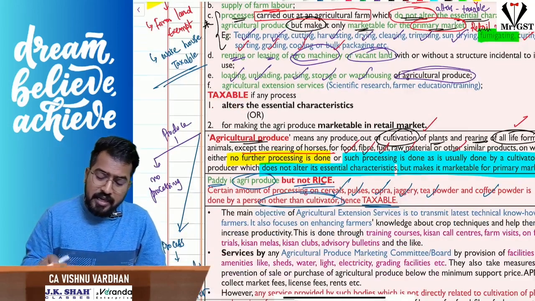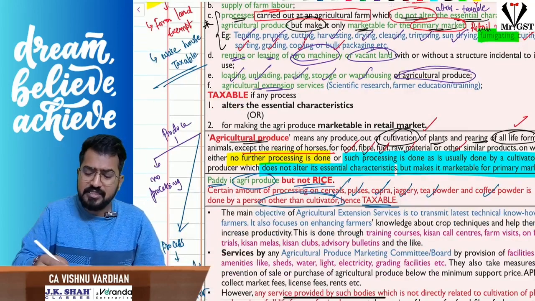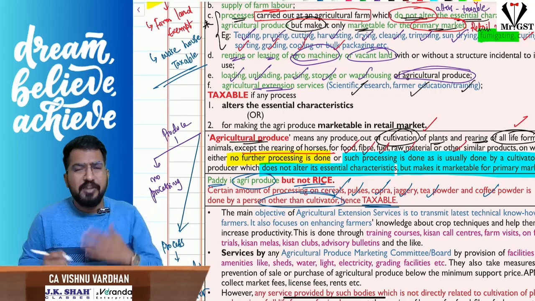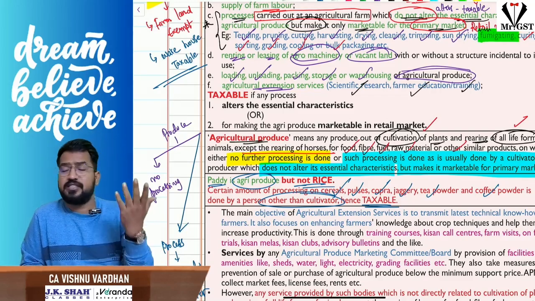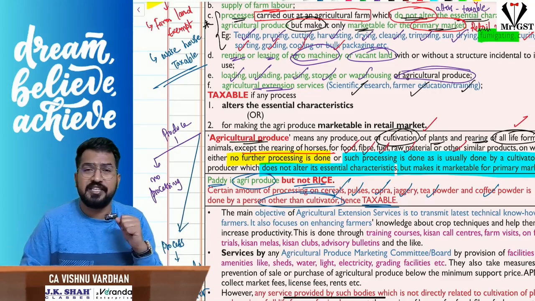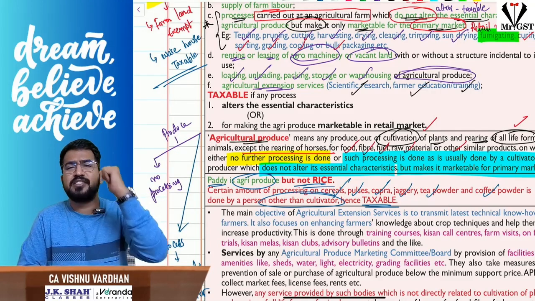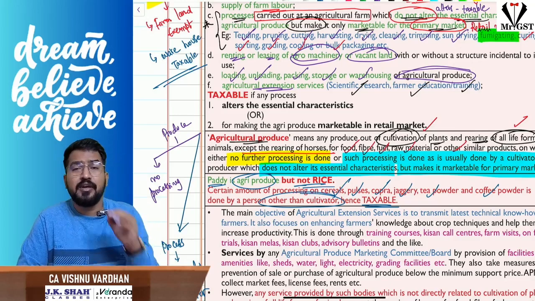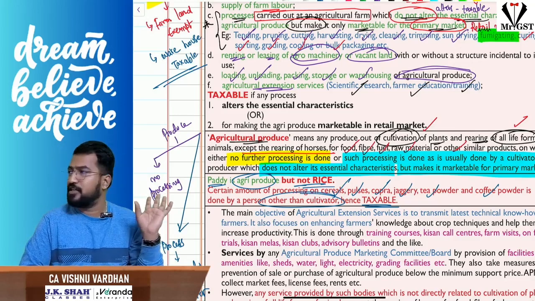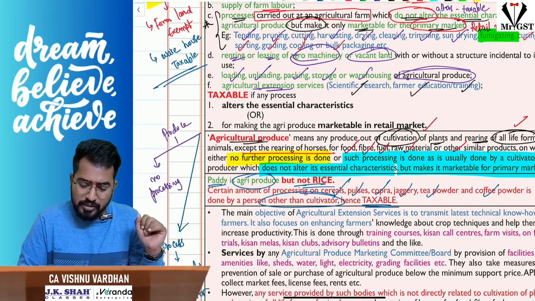Next, agricultural extension services are exempt under GST, for example scientific research, farmer education and training. For these things, if somebody is charging consideration, you may think this will be like charity and they will not be charging any consideration. If they are not charging any consideration, no problem, there is no GST anyway. But even if they are charging consideration, it is exempt under GST. Hope it is clear for you, right?